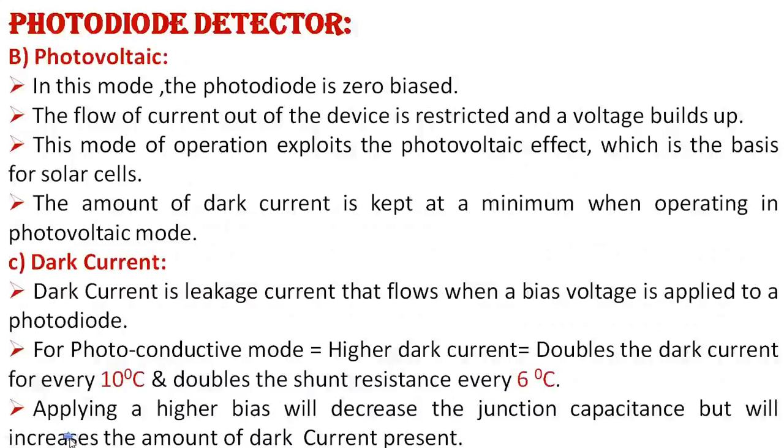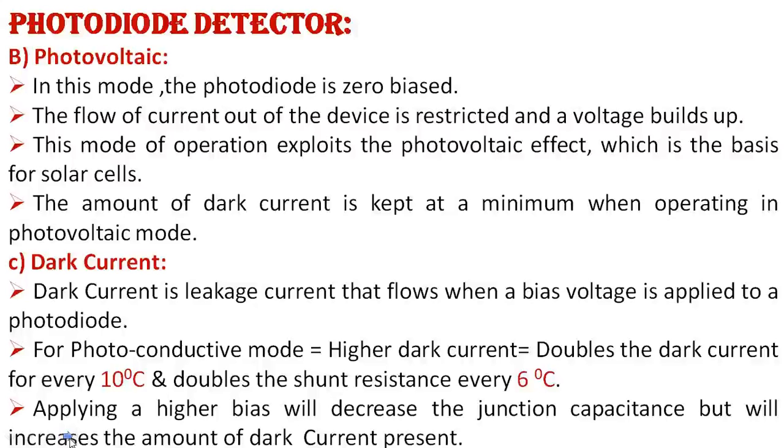Second one is the photovoltaic mode. In this mode, the photodiode is zero biased. The flow of current out of the device is restricted and a voltage builds up. This mode of operation exploits the photovoltaic effect, which is the basis of the solar cell. The amount of dark current is kept at a minimum when operating in photovoltaic mode. A dark current is a leakage current that flows when a bias voltage is applied to a photodiode.